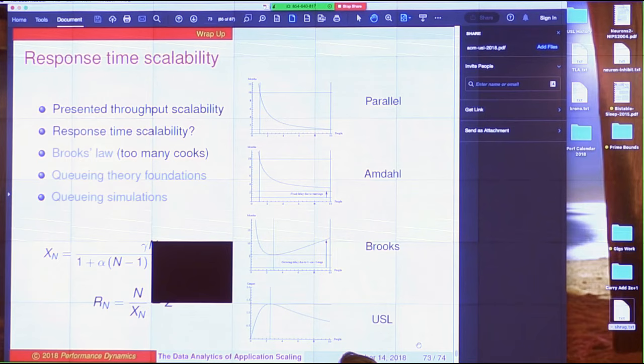The last thing is that tonight I've talked about throughput scalability, with all the functions you've seen as concave functions. That's, in my view, the easiest way to understand scalability. But we could also ask questions about response time scalability, and I haven't shown you that tonight. It is completely possible to do that.